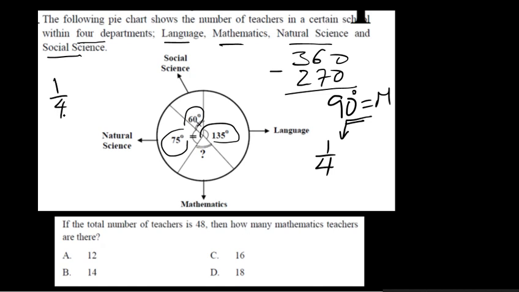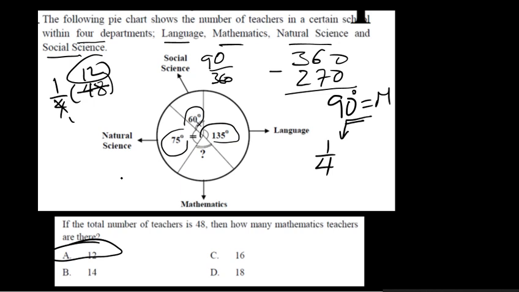Just 1/4 of 48. Because as I told you, when you add the other angles and subtract from the total, it becomes 90 degrees. 90 degrees means 1/4 of the total, like from 360. If you divide 90 by 360, it's 1/4 of the circle. So 48 divided by 4 is 12. So there are 12 teachers in the mathematics department. Very good. Let's continue to the next question.